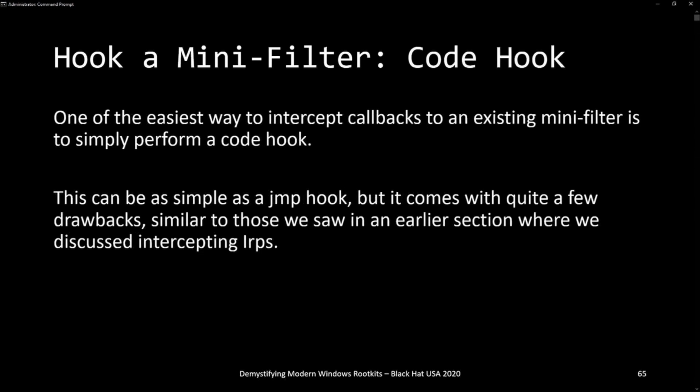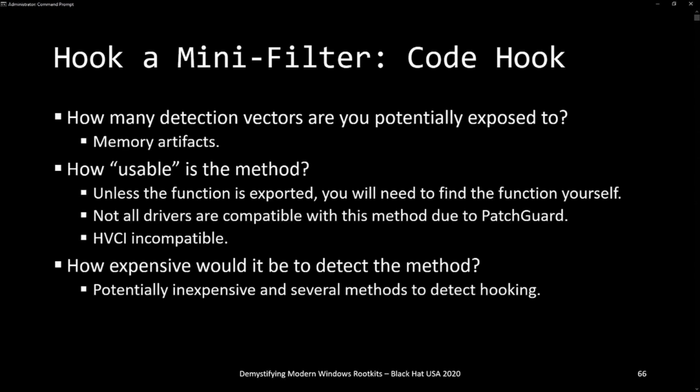So again, one of the easiest ways of intercepting callbacks is just perform a code hook. But there's going to be quite a few drawbacks, even if you did something as simple as a jump hook. You're going to be exposing yourself to memory artifacts. You're going to need to find a function yourself. It's not compatible with PatchGuard or HVCI. And it's going to be pretty easy to detect, because there's just so many different ways of detecting hooking.